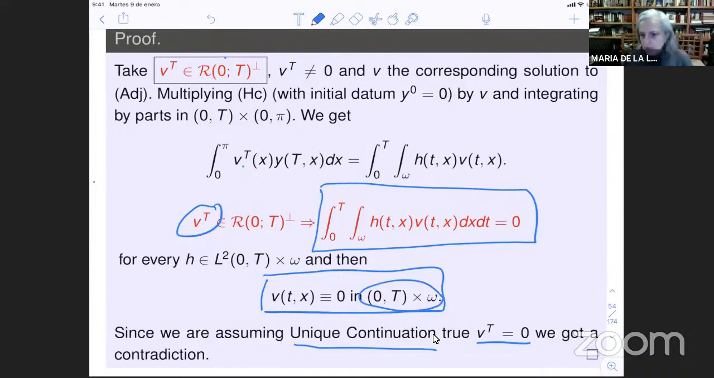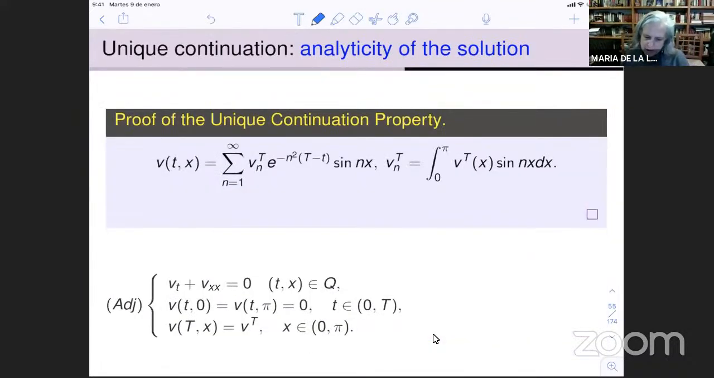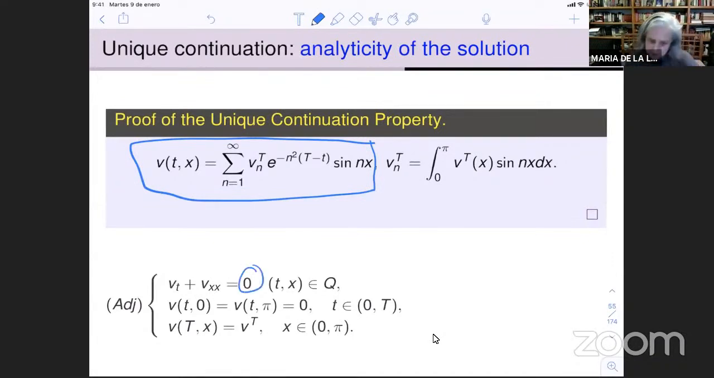So now we are going to prove this unique continuation property, but in the one dimensional case. Okay, so remember that in the one dimensional situation, we can write the Fourier series corresponding to the solution of this equation. So in the case of the adjoint equation, this solution is given by this expression, because this is a homogeneous backward heat equation. So we only have the participation of the initial datum.